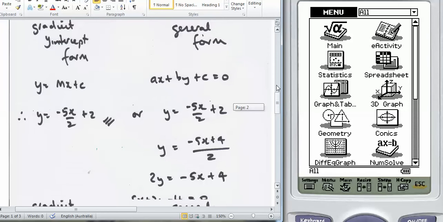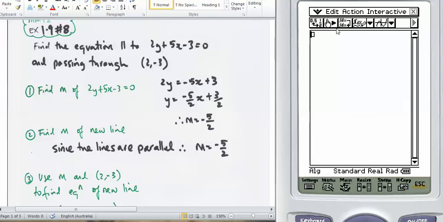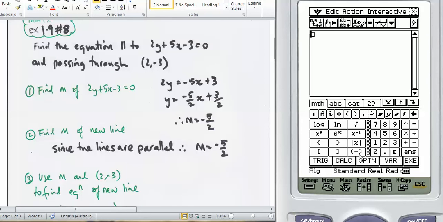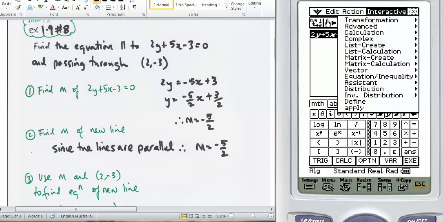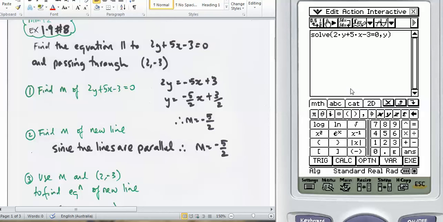Now, how would this question look if I was doing it using a calculator? Okay, so over in Main, bring up a keyboard, 2y + 5x - 3 = 0. If I select it, Interactive, Advanced, Solve for y. So that's my equation, therefore my gradient is -5/2, the same as what I found out by hand.